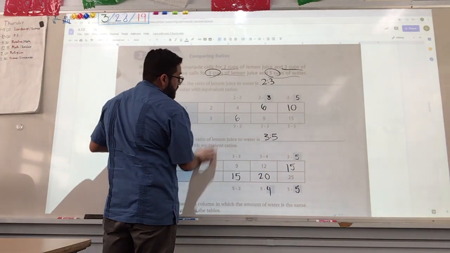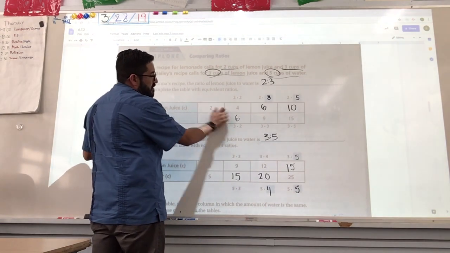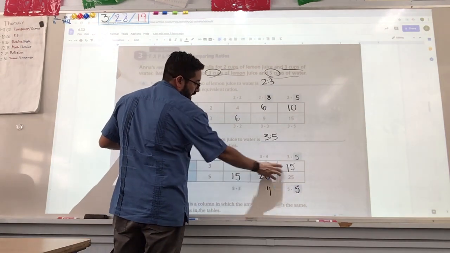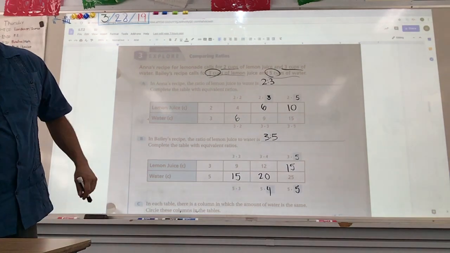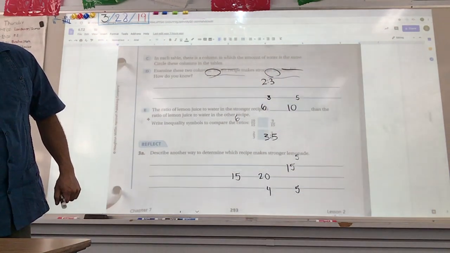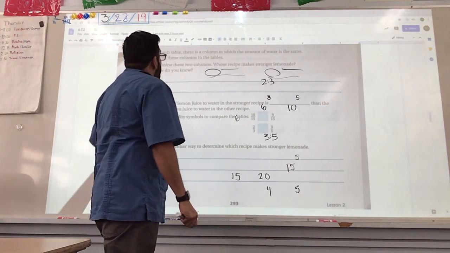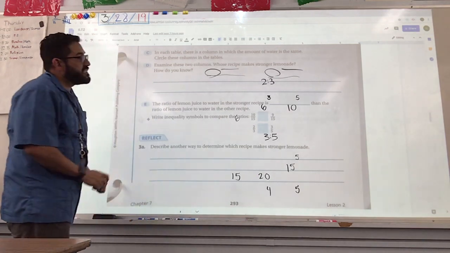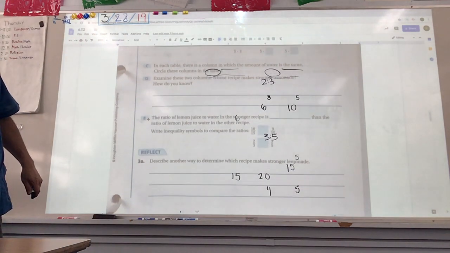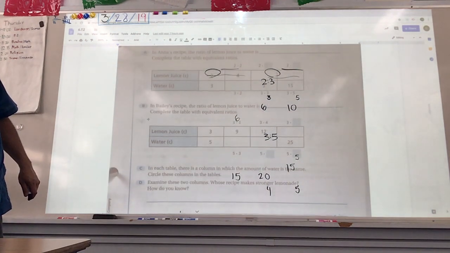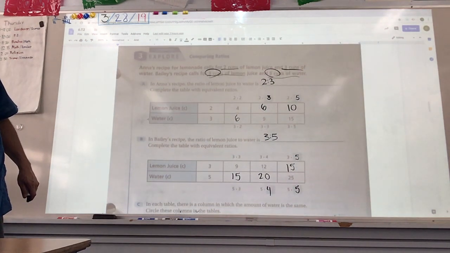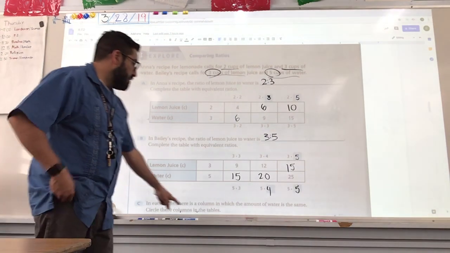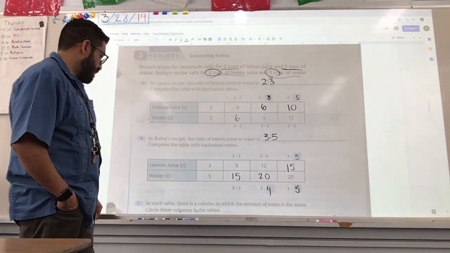Okay, so you have for Anna's 2, 3, 4, 6, 6, 9, 10, 15. For Bailey's 3, 5, 9, 15, 12, 20, and then 15, 25. All right, it says in each table there's a column in which the amount of water is the same. Circle these columns in the table. Okay, so I think we're right here.